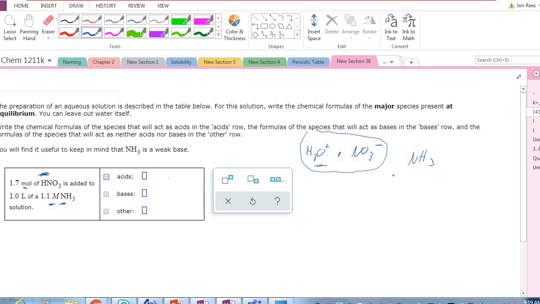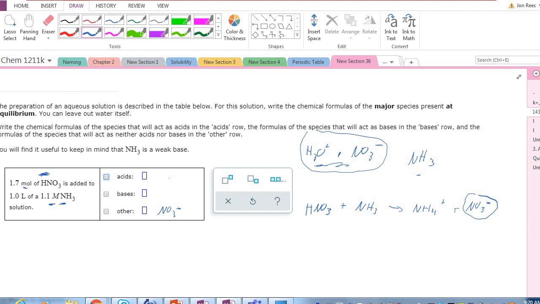Well, I know that this strong acid is going to react with that weak base. You can write this however you want. Let's just write HNO3 plus this NH3 is going to give us NH4 plus and that NO3 minus. Since nitric acid is a strong acid, that NO3 minus doesn't have any acid or base properties, so NO3 minus is going to be an other right there.